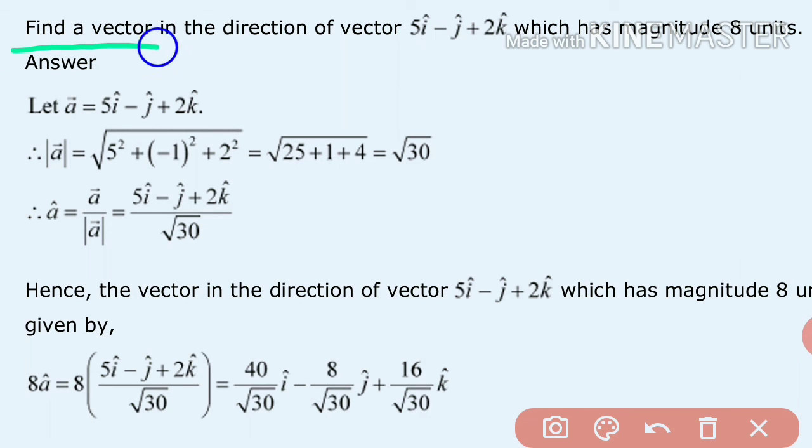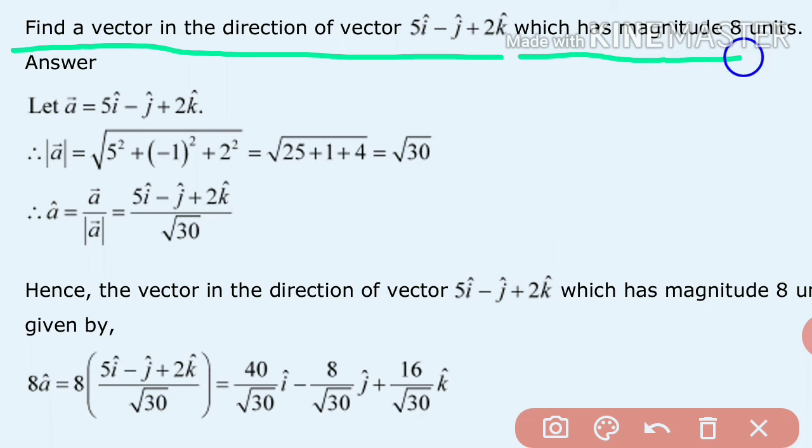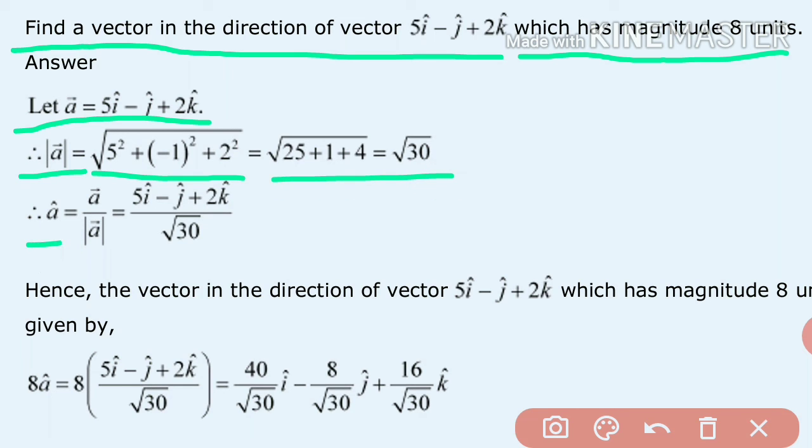Find a vector in the direction of 5i minus j plus 2k which has a magnitude of 8. Look here, a vector is given to you. A magnitude you will find, that is root of 5 square plus minus 1 square plus 2 square, that you get root 30, and that a cap equal to a vector upon a modulus. You will divide that a vector by a modulus, so you will get this answer.